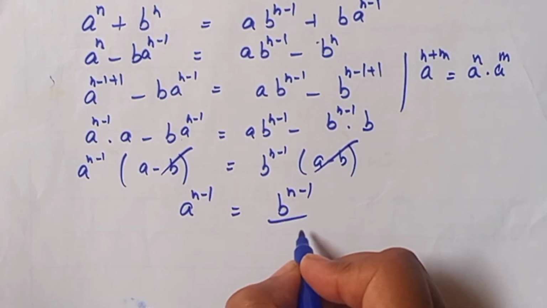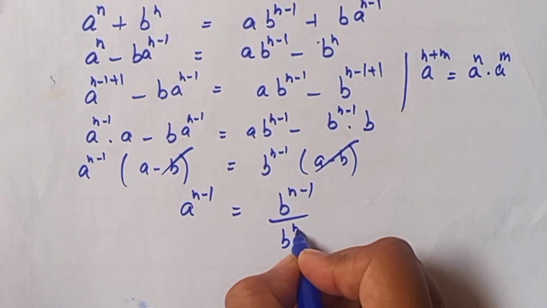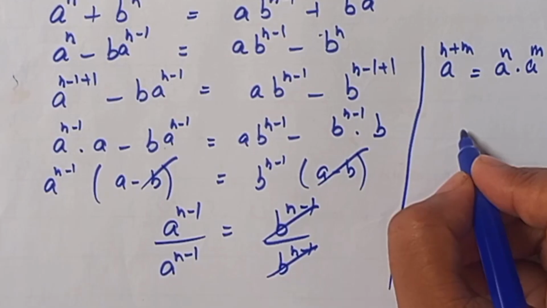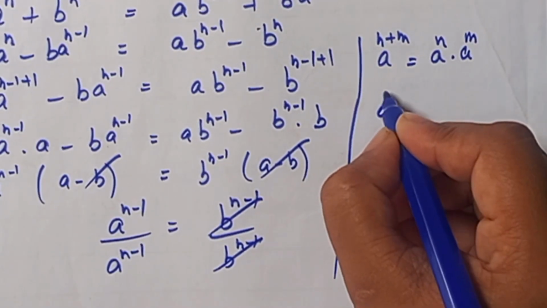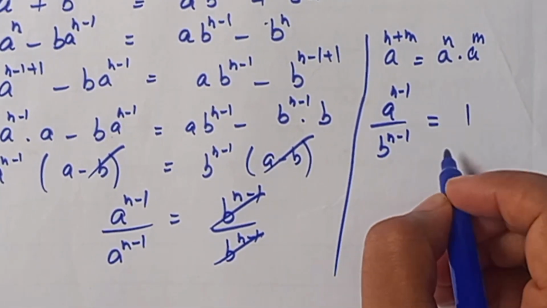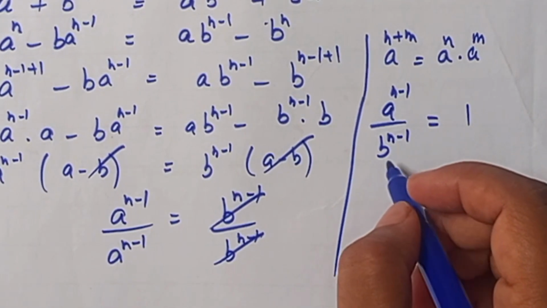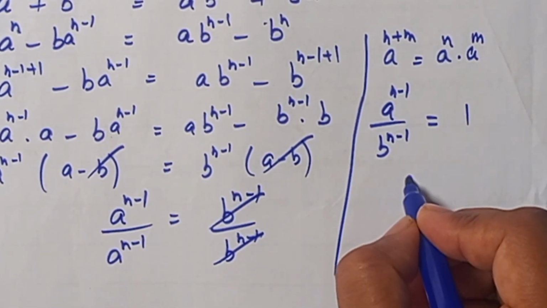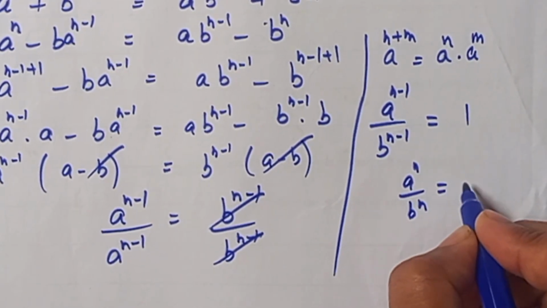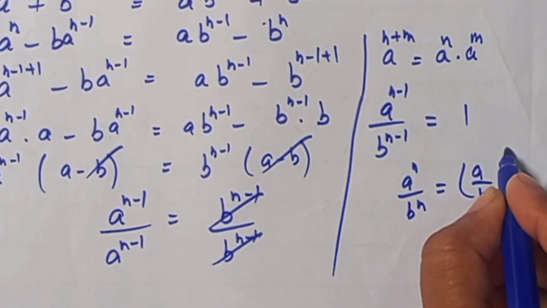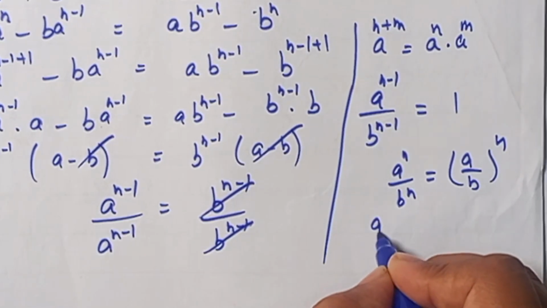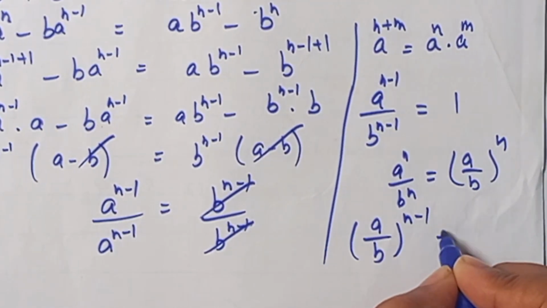Now on the next step, we divide this equation by b raised to the power n minus 1 on both sides. So this will cancel, we just get a 1. A raised to the power n minus 1 over b raised to the power n minus 1 is equal to 1. And in the next step, we apply the property of exponent, which is a raised to the power n over b raised to the power n. We write this as a over b whole raised to the power n. So we apply this property on the left hand side. So this will become a over b whole raised to the power n minus 1, is equal to 1.